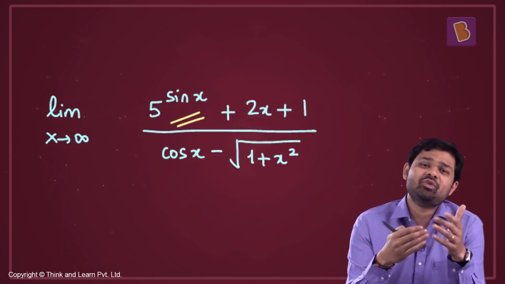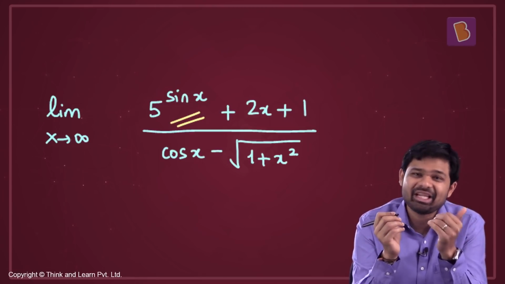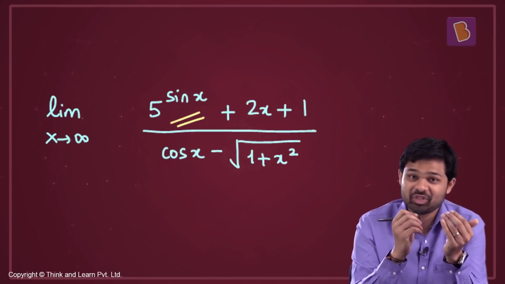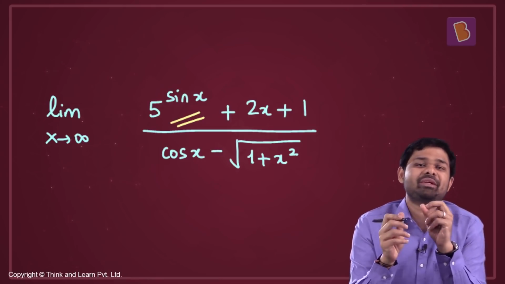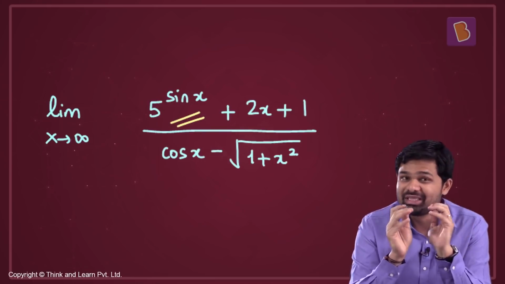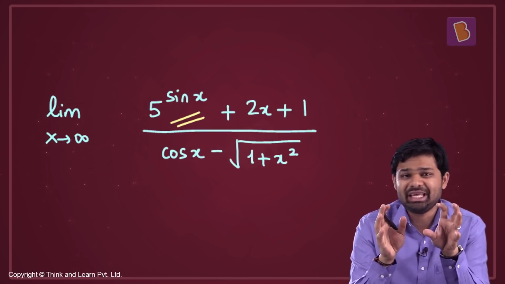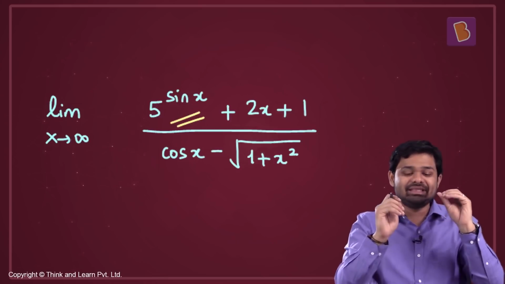Even if you put the value of x as a huge, extremely big number, it is still going to lie between -1 and +1. So 5 to the power sine x is always going to lie between 5 to the power -1 and 5 to the power 1. This means that 5 to the power sine x is going to be a finite quantity even if my x is infinite.